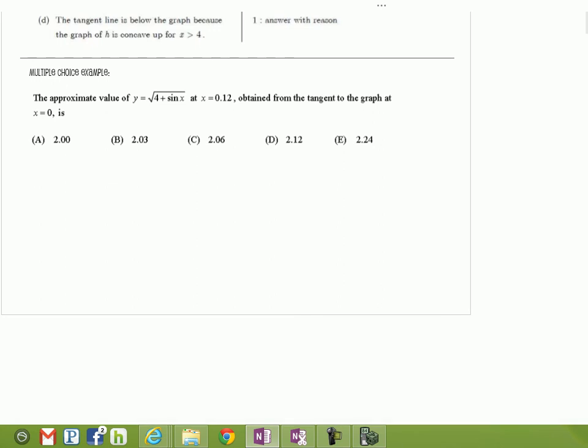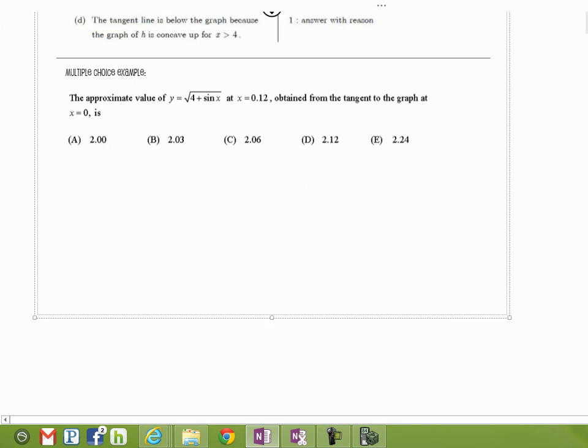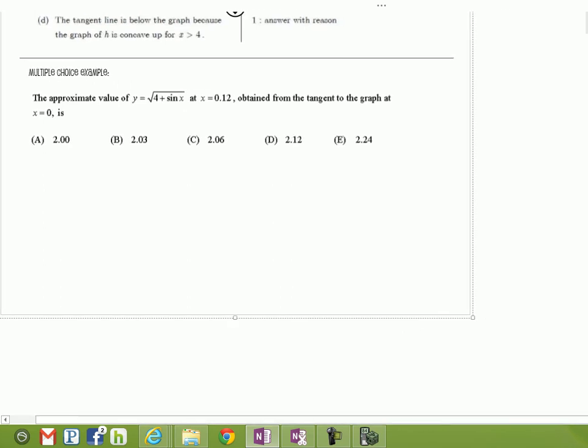Multiple choice example for you. Approximate the value, and contrary to what it looks like, this is actually a non-calculator problem, and I'll show you in a second why. Obtain from the tangent to the graph, and this is our center. This is where I'm actually finding the equation of the tangent line.